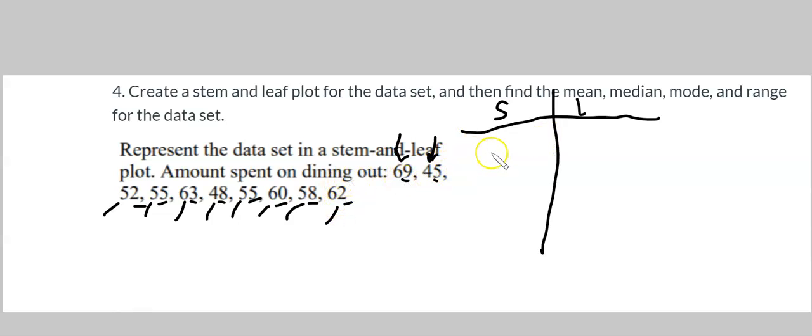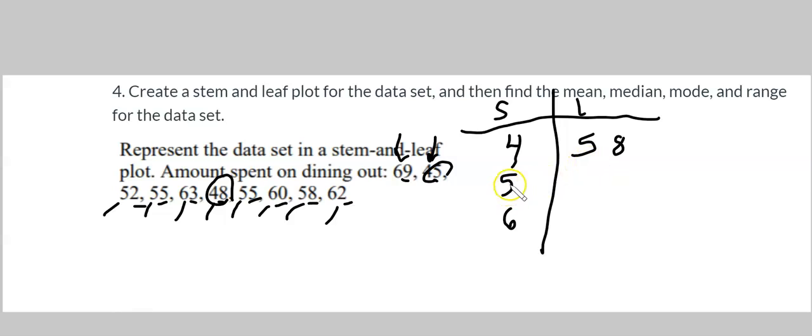Now that I know that I need a 6, a 4, and a 5, I'm going to put them into my stem side, and they have to go in numerical order vertically. So we're going to go 4, then 5, and then 6. Now I'm going to look at everything that starts with 40 and determine what my leaves or ones places are. I have 45 and then 48. The leaves have to go in numerical order horizontally from least to greatest. So this is going to be 45 and then 48.